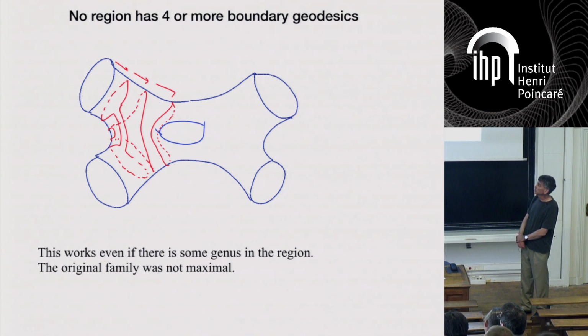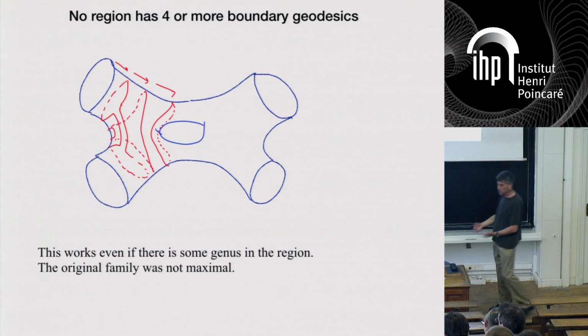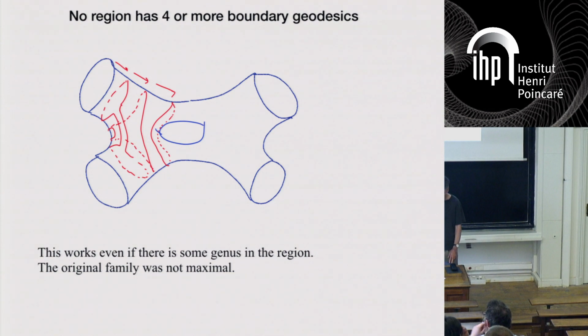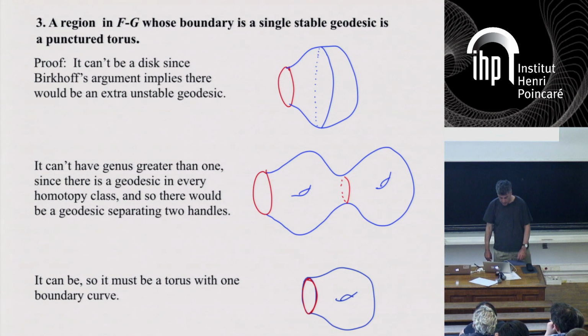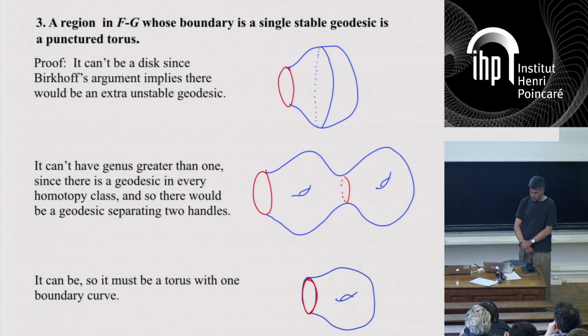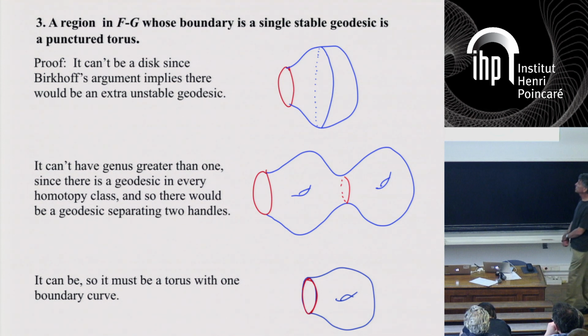You're getting a new homotopy class, and if you take the minimizer, you'll get a separating curve that was not in your family. Okay, so next case. What about if there's a single boundary component? There's going to be two cases, if it's stable or unstable.